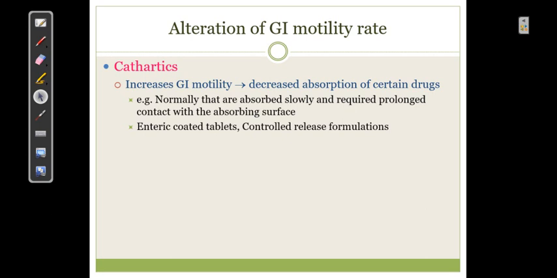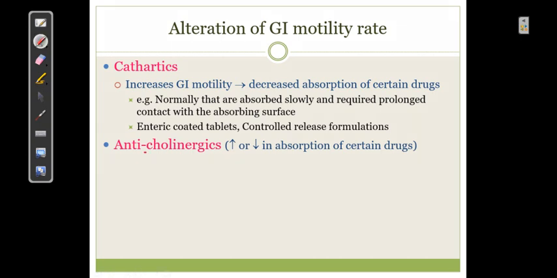Moving to the next example: anticholinergic drugs. These are the drugs we discuss as anti-muscarinic agents. When we say anticholinergic, you need to consider both muscarinic receptor blockers as well as nicotinic receptor blockers, but here we are interested in GI motility, so I am discussing anti-muscarinic agents. They reduce GI motility, and this reduction can be correlated with either an increase or decrease in absorption of certain drugs. The decrease in absorption can be understood from the previous point.